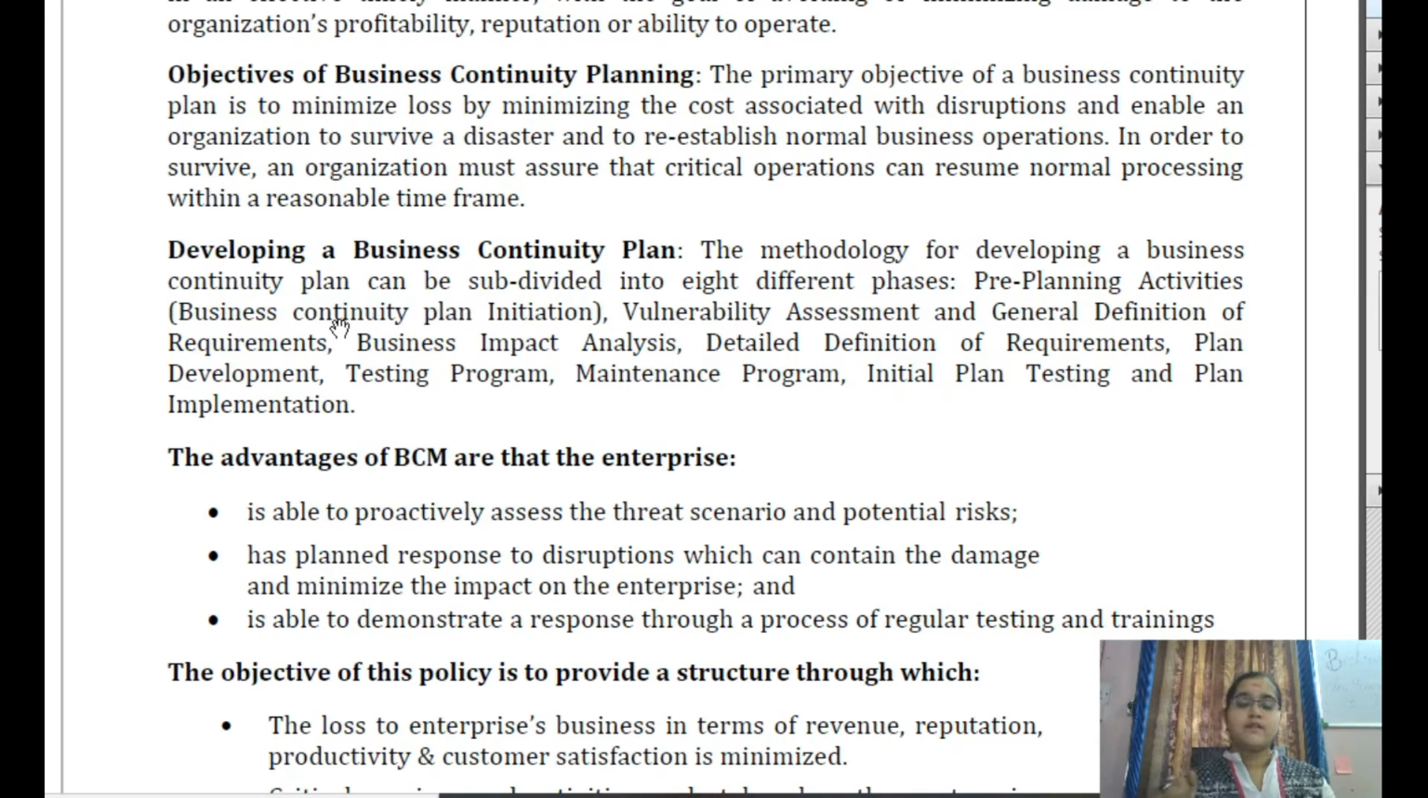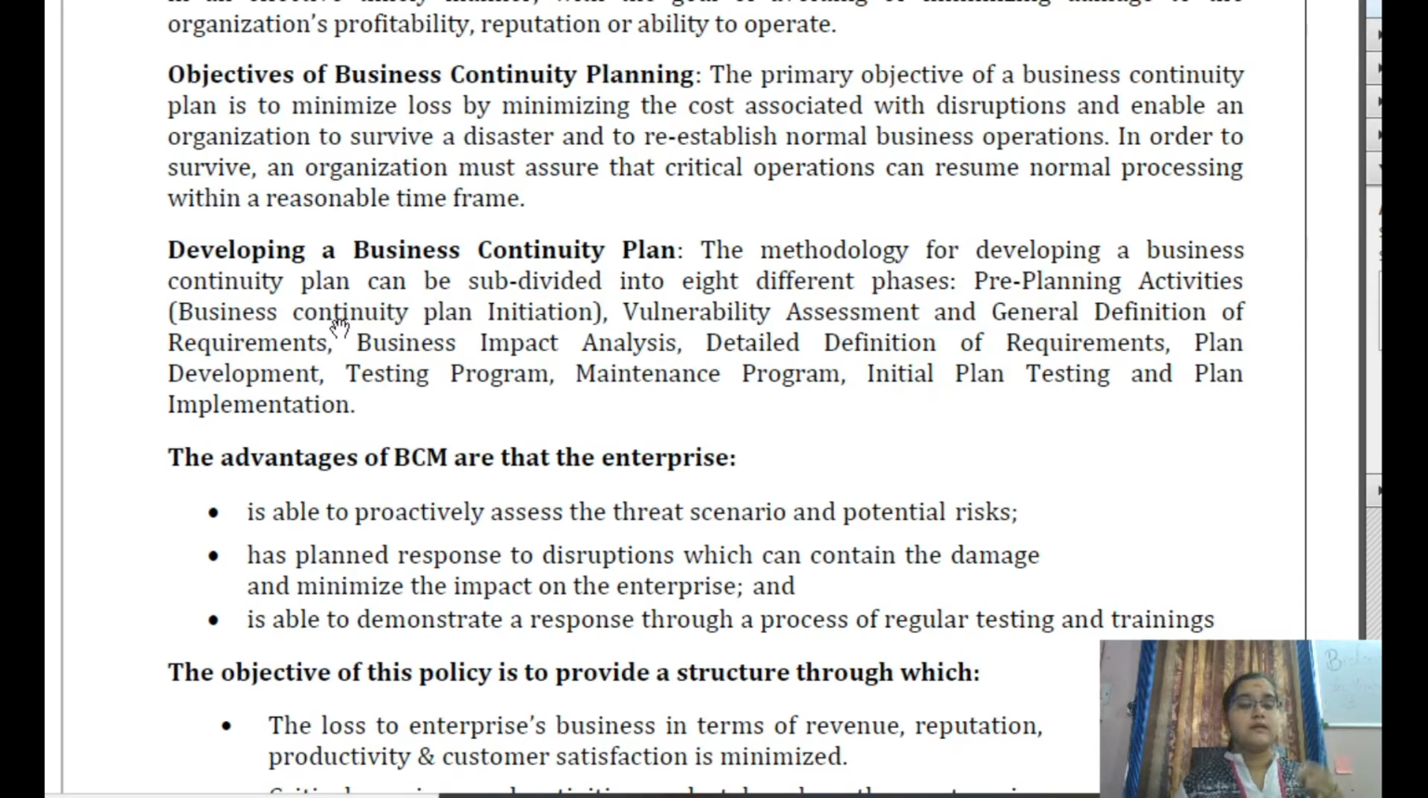What is the advantage of having this BCM? The advantage is that the organization can proactively assess the threat scenario. By updating these plans, the organization can understand what possible risk or threat scenarios it is going to face. Then it has a planned response to serious disruption that can contain damage and minimize the impact on the enterprise.